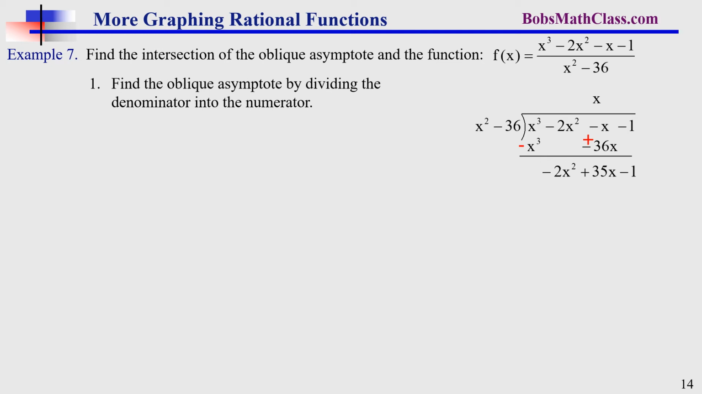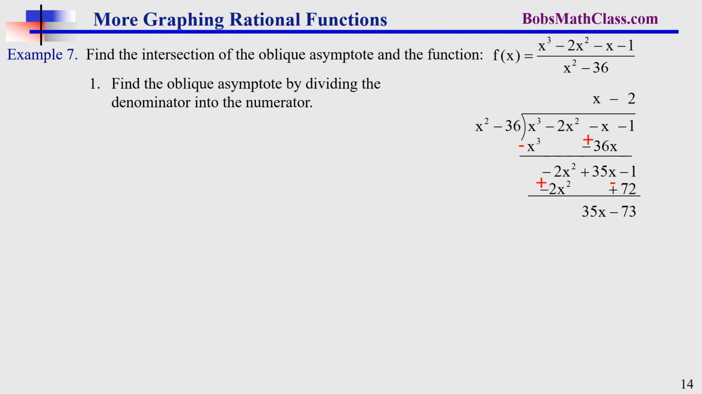All right, let's do it again. So now it's going to be negative 2x squared divided by x squared. That'll give us negative 2. So now multiplying negative 2 times x squared and negative 2 times negative 36, which is positive 72. Draw a line, change the signs, it even rhymes. The x squareds cancel, and then we have 35x minus 73.